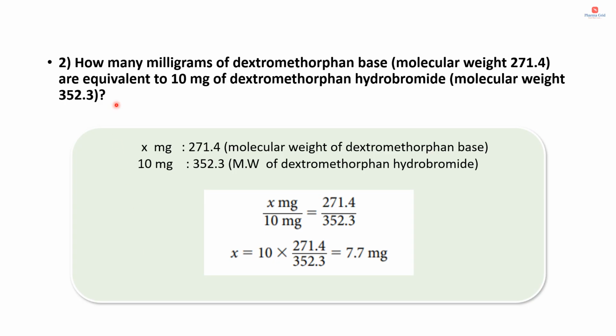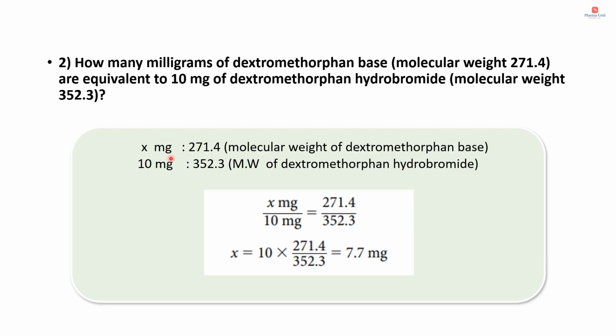Next question. How many milligrams of dextromethorphan base having molecular weight 271.4 are equivalent to 10 milligram of dextromethorphan hydrobromide having molecular weight 352.3? So in this question we know that 10 milligram of dextromethorphan hydrobromide, its molecular weight is 352.3, and we need to find out the amount of dextromethorphan base that is equivalent to 10 milligram of dextromethorphan hydrobromide.